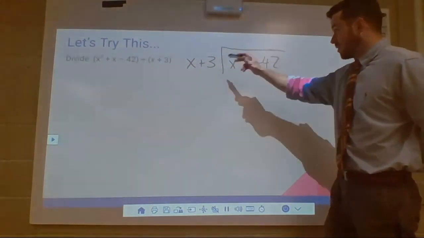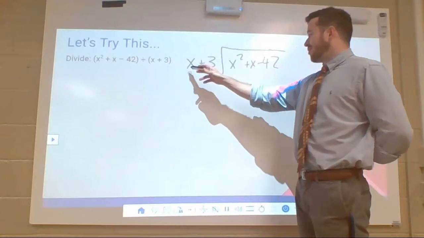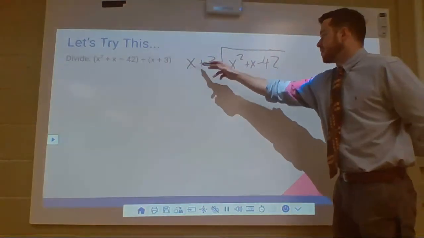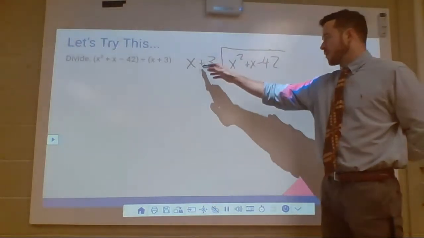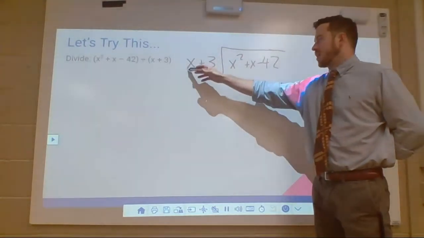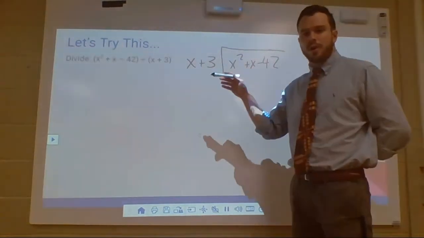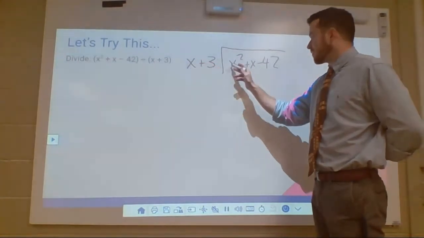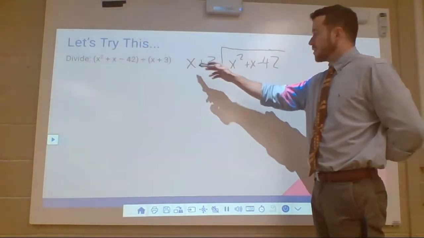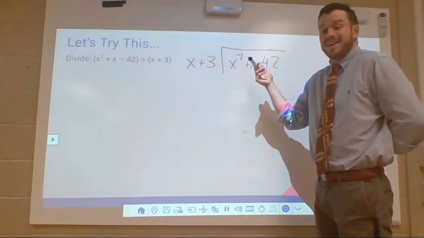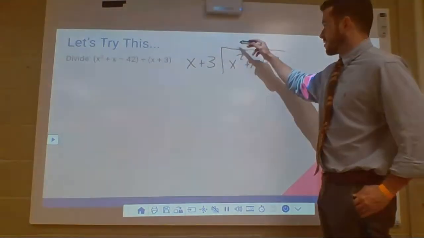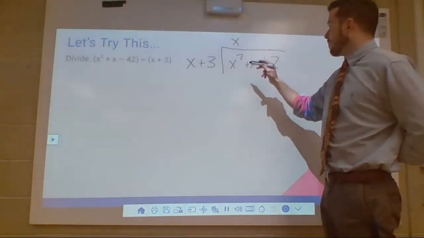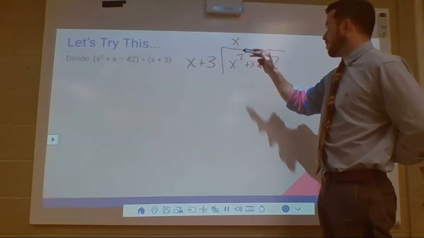So here's what I'm going to do first. I'm going to look at x, and I'm going to ask myself, how many times does x go into x squared? Don't worry about the plus 3 yet. We're just going to say, how many times does x go into x squared? Another way you could think about this is to say, what times x gives us x squared? Well, it's x. X times x is x squared. So I'm going to put that up here. So x is going to go above the house.